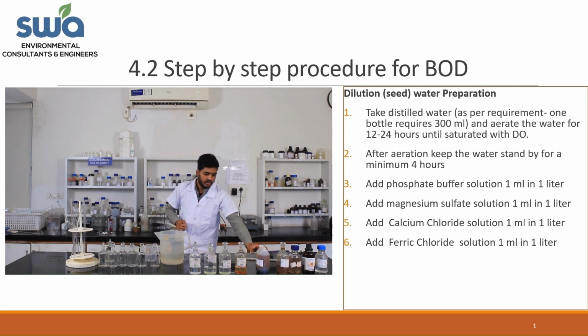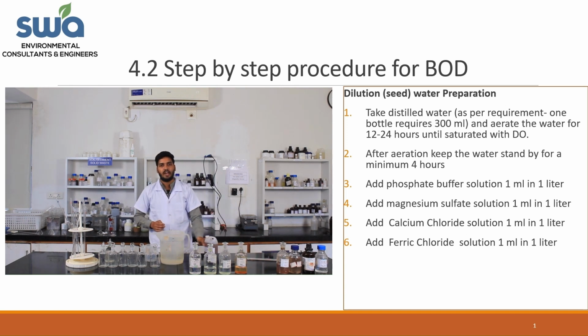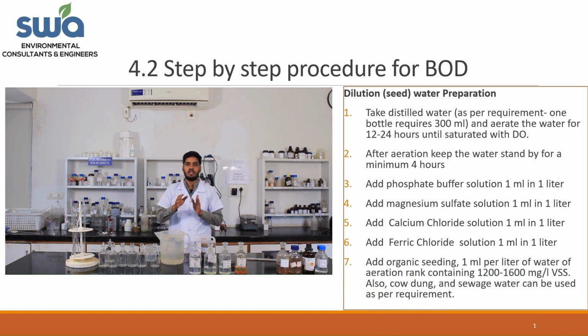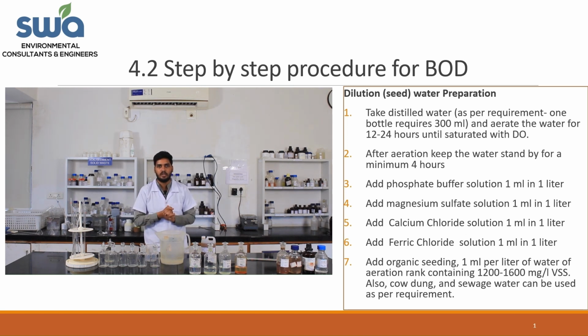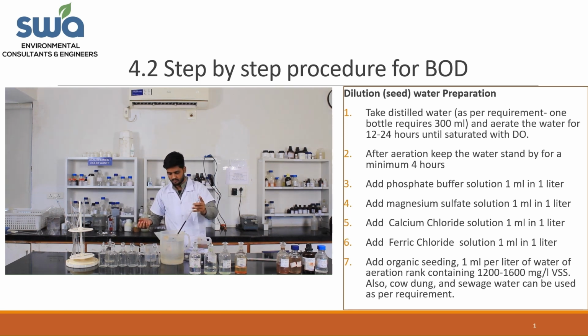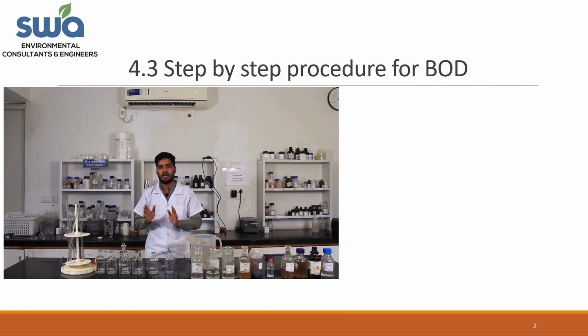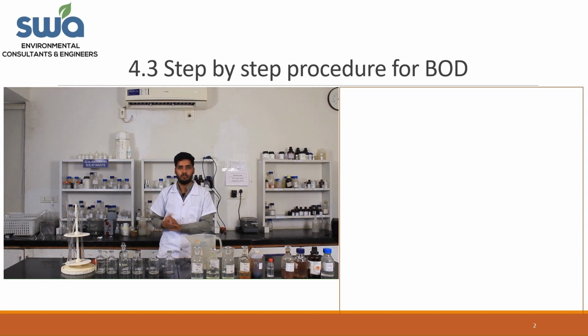Here typically we are using the water of the aeration tank, which contains approximately 1200 milligram per liter to 1600 milligram per liter of volatile suspended solids. I will be adding this water sample 1 ml per liter, so I'll add 4 ml for 4 liters. After preparing the seed sample, we will add sample into BOD bottles.